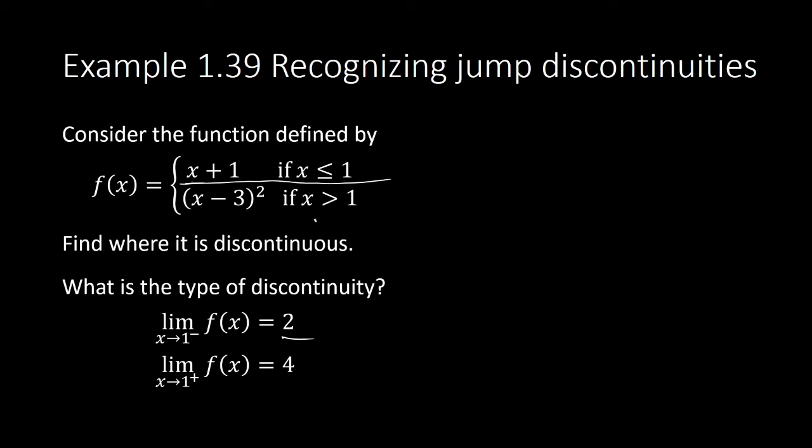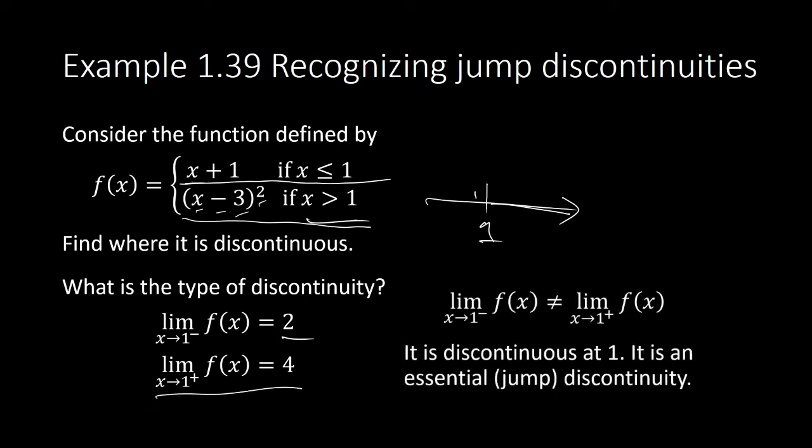So your x's are greater than 1. So when x approaches 1 from the right, this becomes 1. 1 minus 3 is negative 2. Negative 2 squared is 4. So the one-sided limits are not equal. Conclusion, it is discontinuous at 1. What type of discontinuity? It is an essential discontinuity because the limit does not exist. And in particular, it is a jump discontinuity.